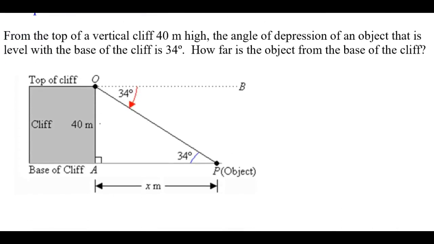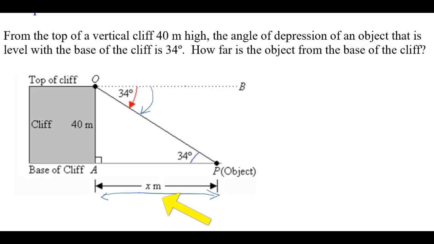From the top of the vertical cliff, 40 meters high, the angle of depression of an object that is level with the base of the cliff is 34 degrees. How far is the object from the base of the cliff? Well, the reason a triangle is drawn here is we're going to use a trig function to find some missing pieces. What they're looking for here is the distance from the base of the cliff all the way to the object over here, and what they gave us was this angle of depression.